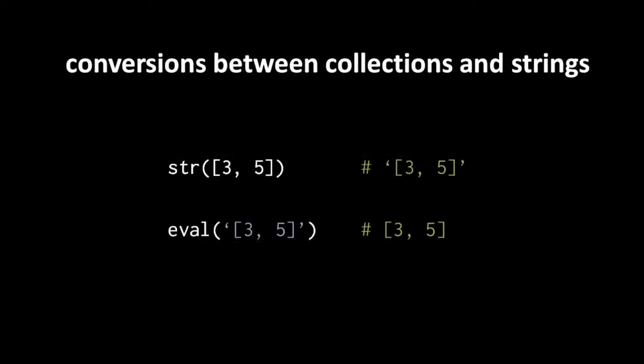Somewhat similarly with the built-in collection types, yes, you can pass them to the string constructor and get back a string representation of that collection. However, there isn't really a built-in means of going the other way. The closest thing to it is a built-in function eval, short for evaluation, which takes a string representing any Python expression, and then it parses that Python expression as Python code and evaluates it, returning the returned value. So here, if we pass in an expression that looks like a Python list literal, then of course we get back that list. However, using eval like this is generally frowned upon because eval is considered quite dangerous because it accepts any arbitrary string and just executes it as Python code.